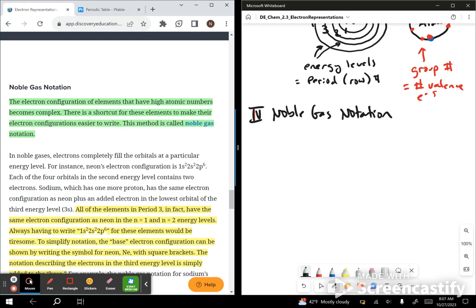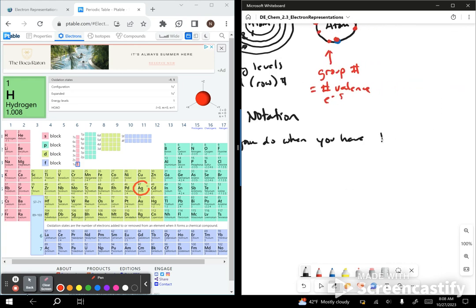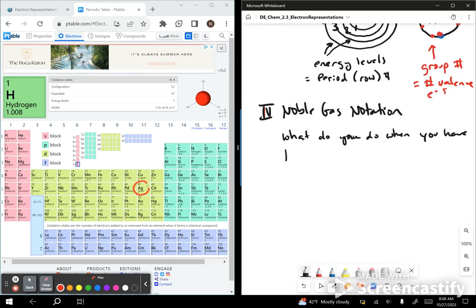So what happens when you're taking a look at some of these elements and you got some elements like, oh, I don't know, we could say you had silver here, and silver has 47 electrons. I mean, I could write that down. Let's just first say, what do you do when you have to write out long configurations?